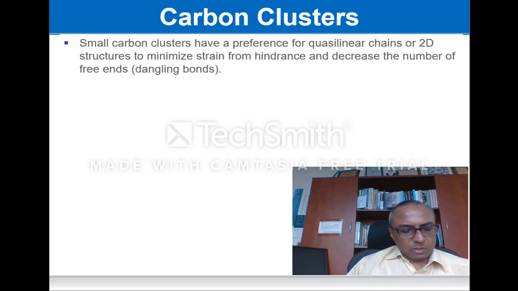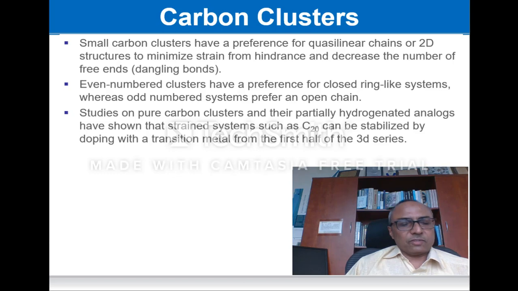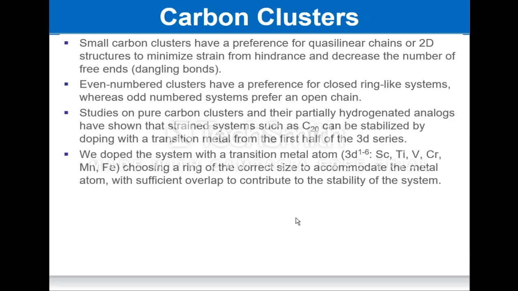Even-numbered chains prefer closed rings, while odd-numbered structures prefer open chains. Strained carbon clusters such as C20 can be stabilized by doping with a transition metal from the first half of the 3D series. So we doped the carbon clusters with a 3D transition metal atom from scandium to iron, choosing a ring of the correct size to accommodate the metal atom and sufficient overlap to contribute to stability.